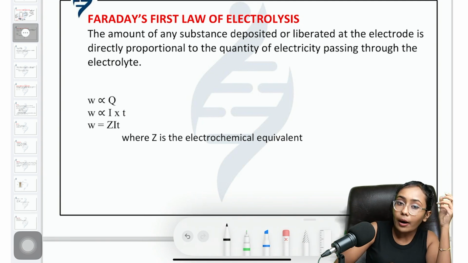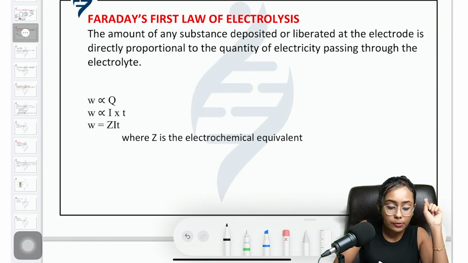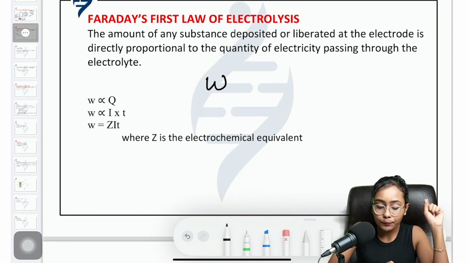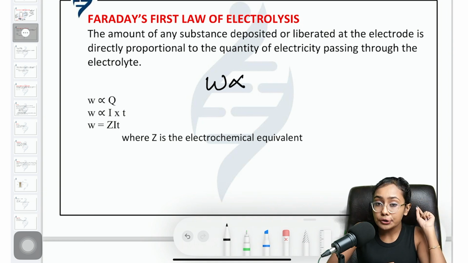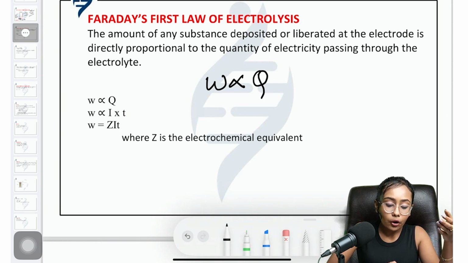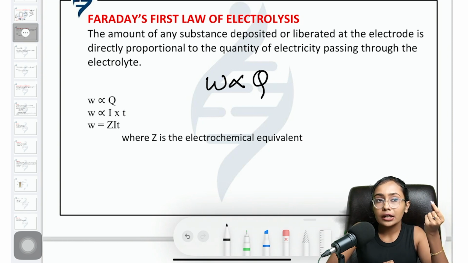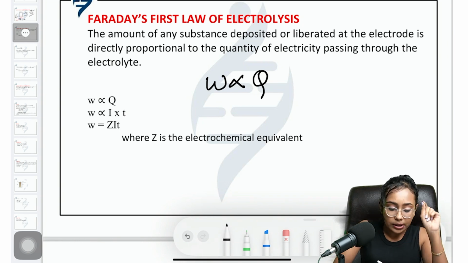Let the quantity of the substance deposited or liberated be W. It is directly proportional to electricity. Let me denote electricity as Q, where Q is a charge. You know the equation of charge, right? Q equal to IT. Q in coulombs, I is the current in amperes and T is the time in seconds. So W is directly proportional to IT.